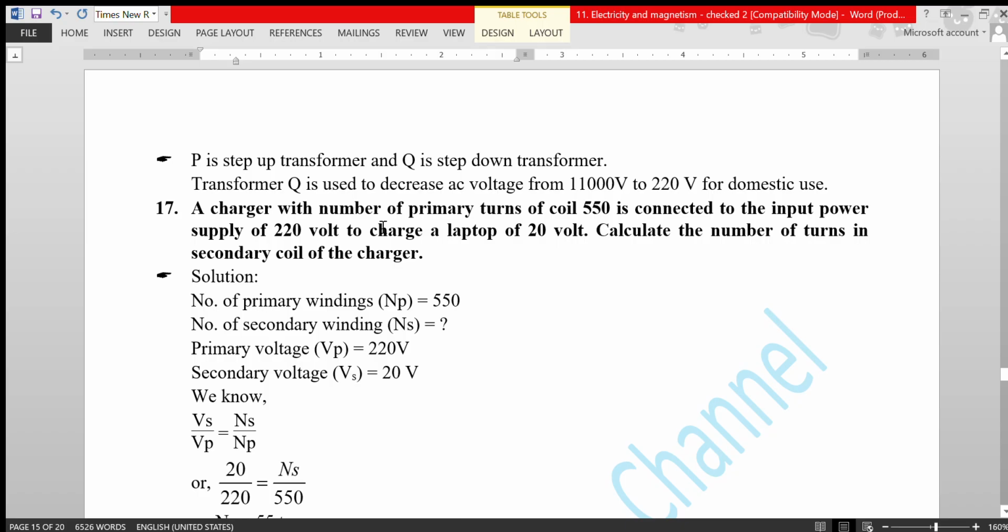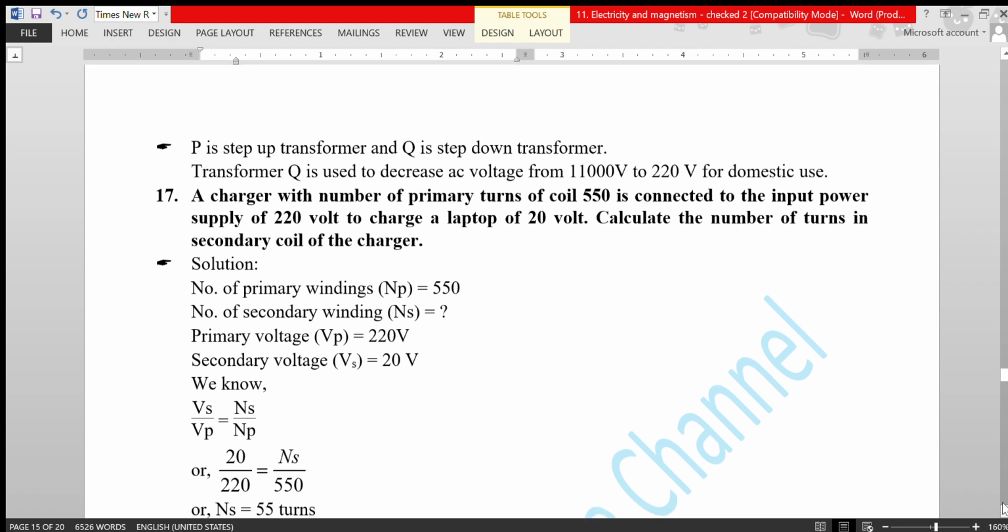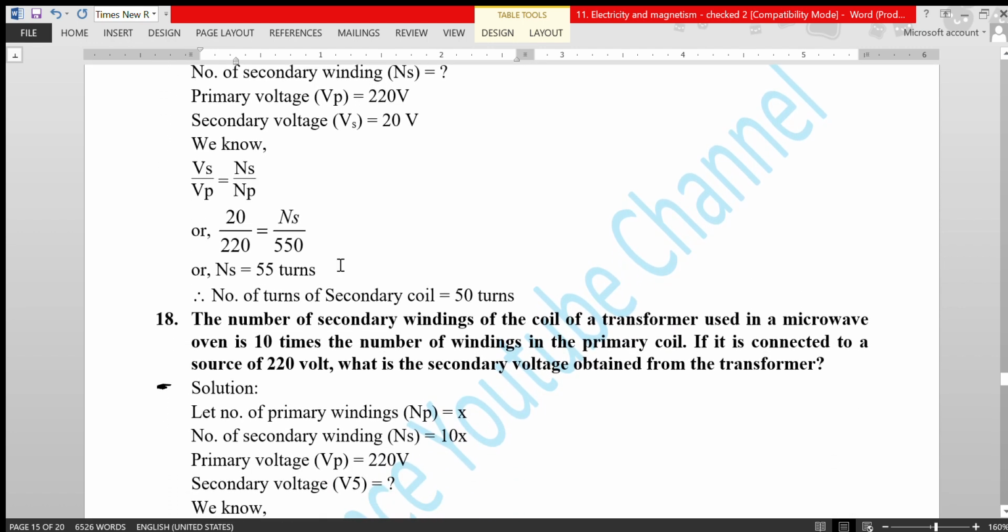Now a numerical problem. A charger with a primary coil is connected to an input power of 220 volts, and the charger output is 20 volts. Find the number of turns of the secondary coil. The number of turns of the primary coil is given as 550. Primary voltage VP is 220, secondary voltage VS is 20. We use the formula, and substituting the values of these quantities, we get NS is 55 turns.